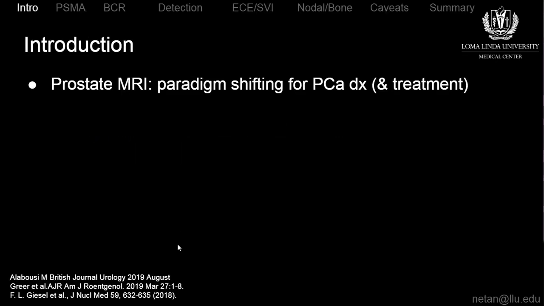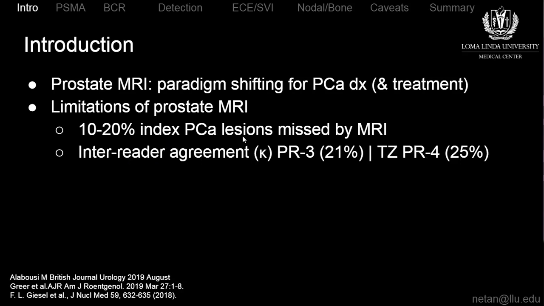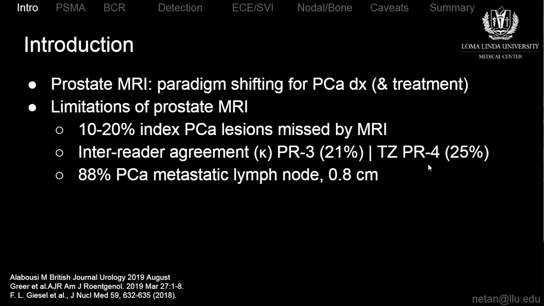Prostate MRI has shifted the paradigm for how prostate cancer is diagnosed and subsequently treated. However, there are clear limitations to prostate MRI. Up to 20% of index lesions are missed by MRI. The inter-reader agreement is low for PI-RADS 3 lesions and even for PI-RADS 4 lesions in the transition zone.